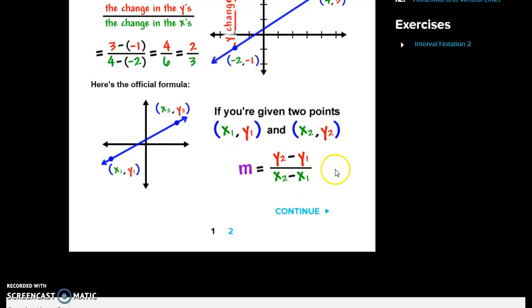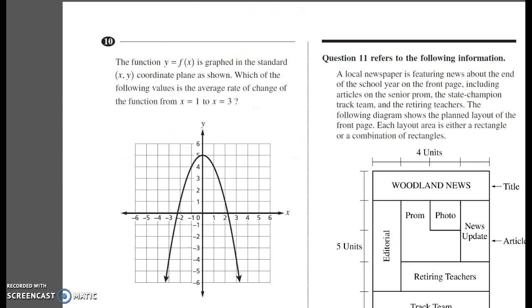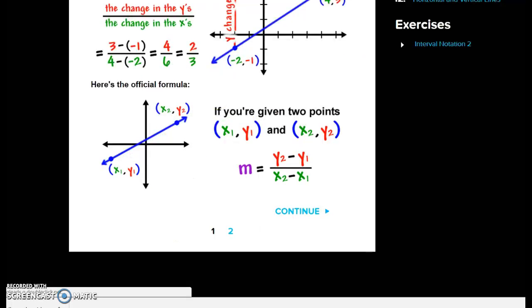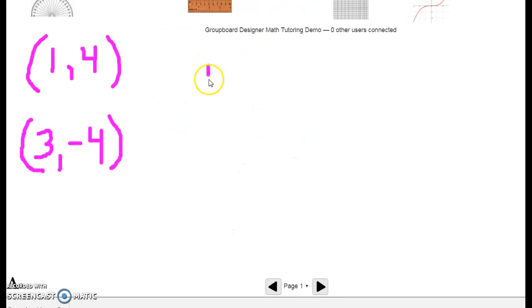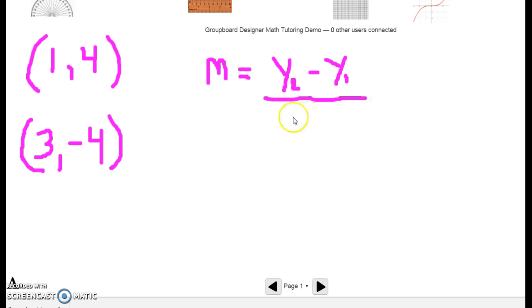So I'm going to take this formula and put it back on our whiteboard. Okay, so the formula is going to be m is equal to the second y, that's what this little 2 means, minus the first y, over the second x minus the first x. So that's going to be our formula.